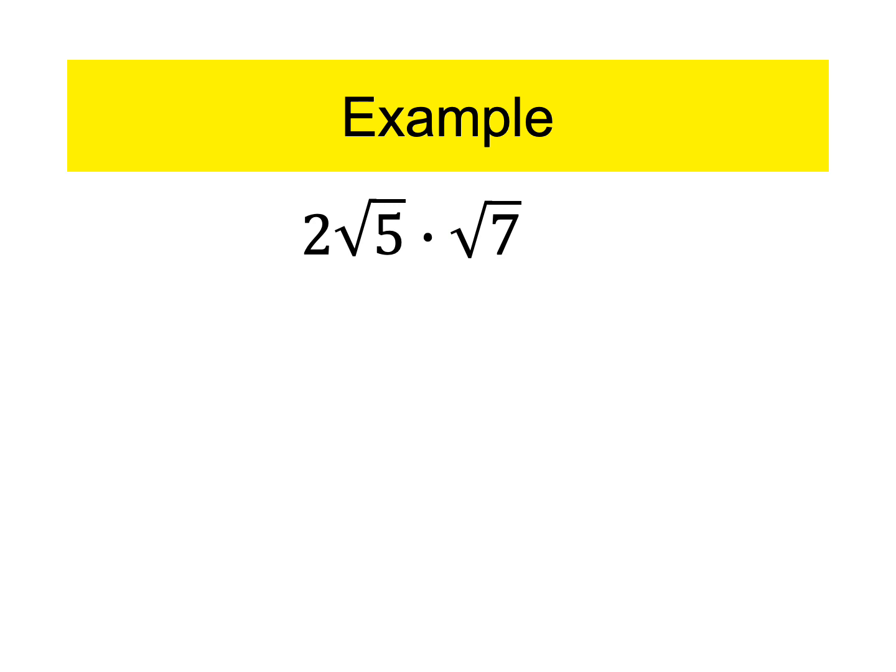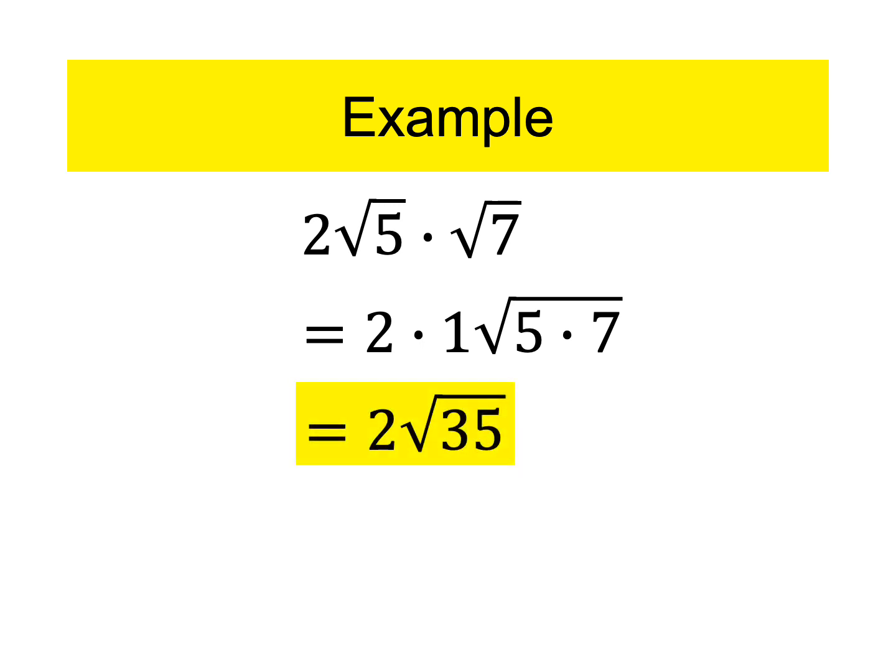Okay, here's another example. Outsides with outside, inside with inside. Well, the 2 is the coefficient of root 5. What's the coefficient of root 7? Well, there's no number there. Remember, we can always have a 1 there. 1 times root 7 is still root 7. So this is really outside 2 times 1, square root symbol 5 times 7. Makes sense? Okay, 2 times 1 is 2. 5 times 7 is 35. Is there any perfect square that goes into 35? No, so that is your answer.